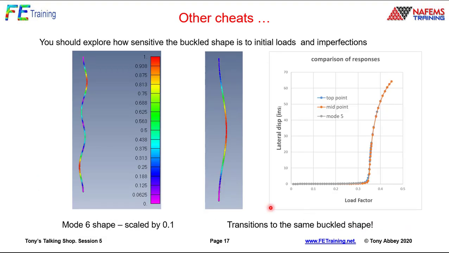Now I've gone a little bit crazy here and said, well, rather than use mode 1, this is mode shape 6, which is basically a series of obviously higher modal content. I've scaled that by 0.1 and it transitions to the same buckling shape. So again, another indication that here it's not particularly sensitive to the initial imperfection level, to within, say, the wall thickness, or indeed the shape that I get out of it. So again, it's a nicely behaving structure.